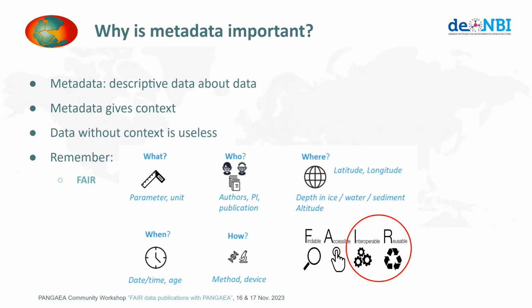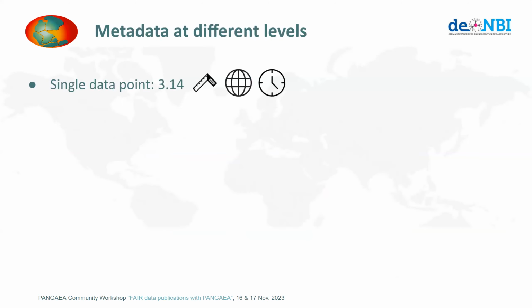That actually gives context, and data without context is useless. So remember that your data is going to be archived in a FAIR way. That means there's a strong focus on what, who, where, when, and how the data was achieved. The next part is focusing on the I and the R, the interoperability and reusability of your data.